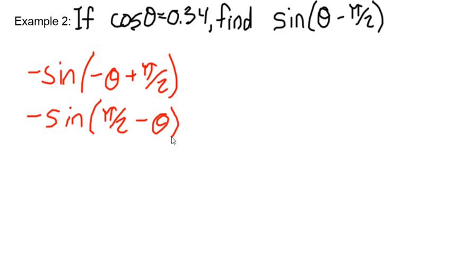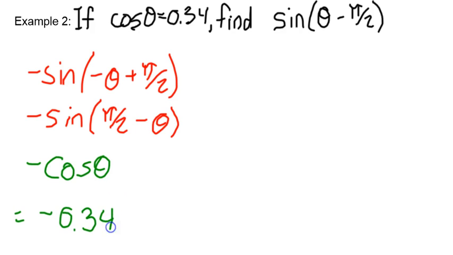Now we're going to have to use the cofunction identity. If you look back at the cofunction identities, the sine of pi over 2 minus theta is equal to cosine of theta. So we can simplify this to the opposite of cosine of theta, and we know the cosine of theta was equal to 0.34. So the sine of theta minus pi over 2 is going to be equal to minus 0.34. So we had to first use our odd identity, then a cofunction identity.